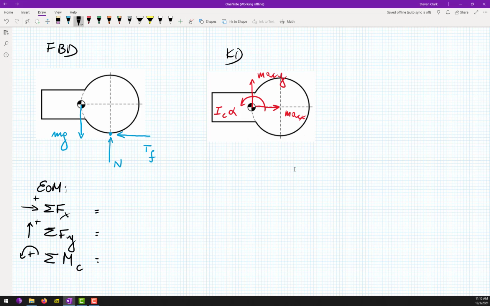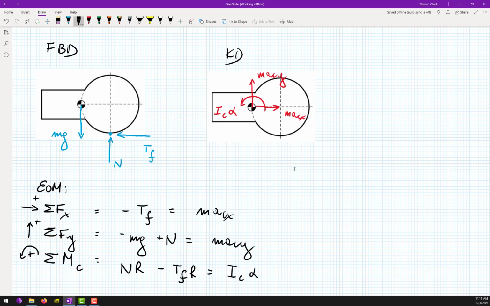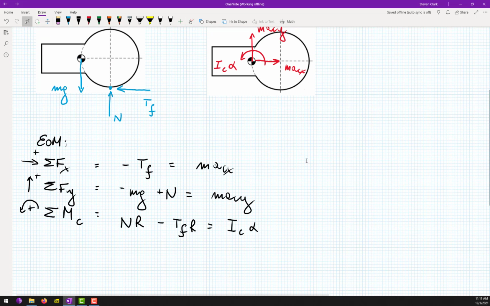Okay. What forces act in the x direction? Minus TF. And this is equal to MACX. In the y direction, we have two forces. Minus mg plus N. This is equal to MACY. And now moments about C. We have two forces rotating there, yes? We have N rotating in a positive fashion and TF rotating in a negative fashion. And this is equal to IC alpha. Okay, I think we are done with our EOM.